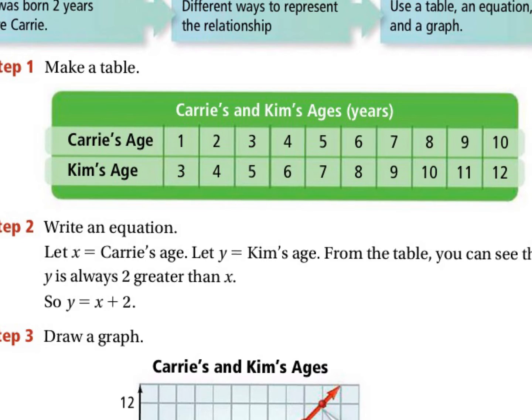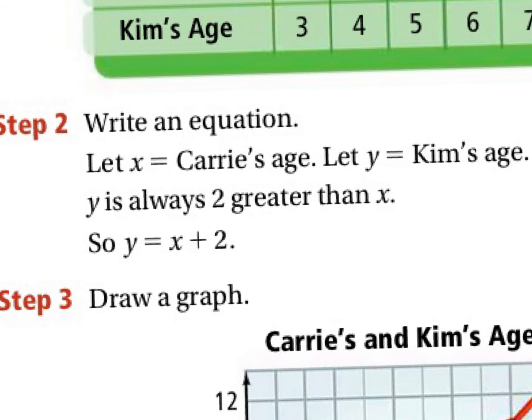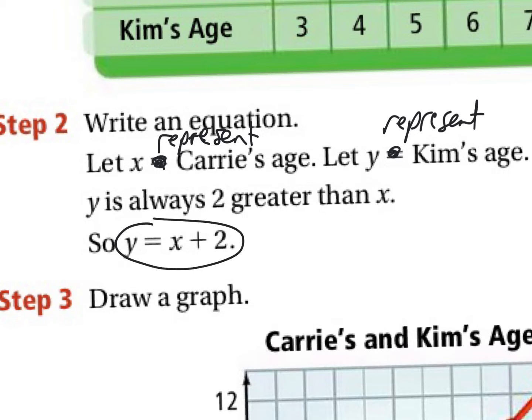Another way we could do, which the table might be helpful in creating, would be writing an equation. So maybe we'll say let x represent Carrie's age and let y represent Kim's age. And then if we think about it, Kim is always 2 years older, so we could say y equals x plus 2 would be an equation.